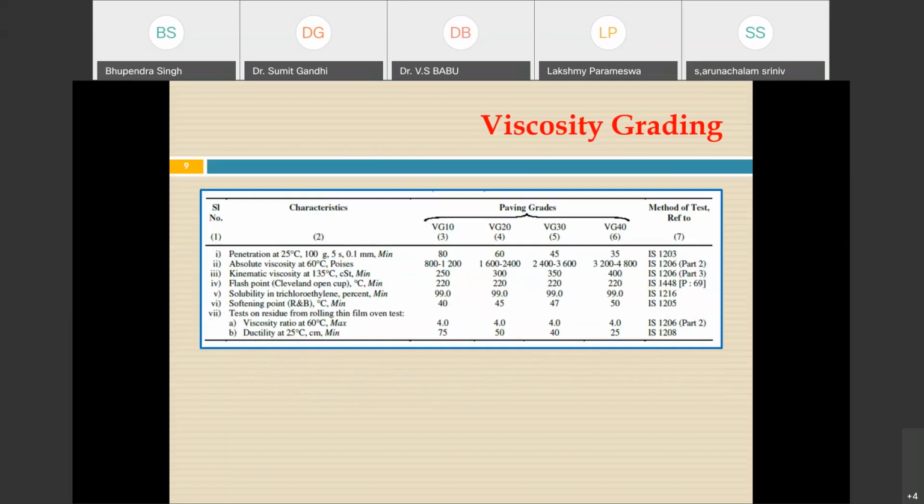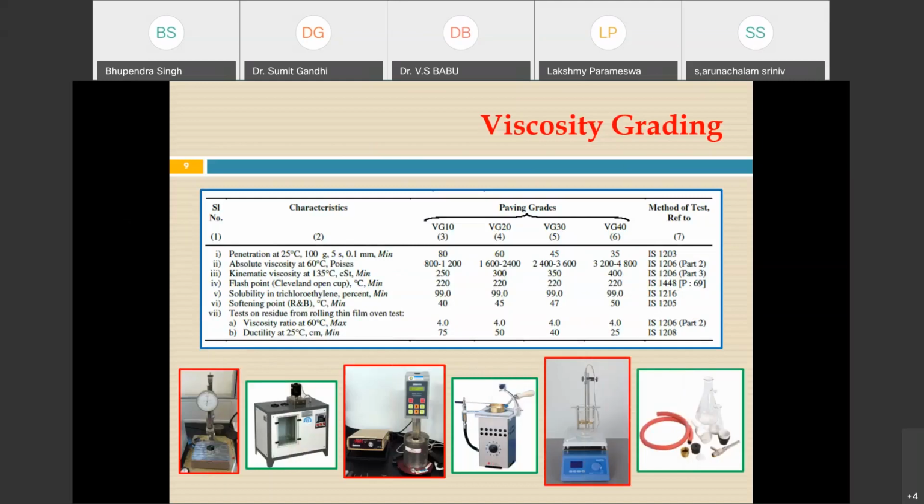2013, and here we can see that a number of tests have been given. These tests are penetration test, absolute viscosity at 60 degrees Celsius, kinematic viscosity at 135 degrees Celsius, flash point, solubility, softening point, and so on. All these tests are given, but the basic test on the basis of which the viscosity grade is decided is our absolute viscosity at 60 degrees Celsius.